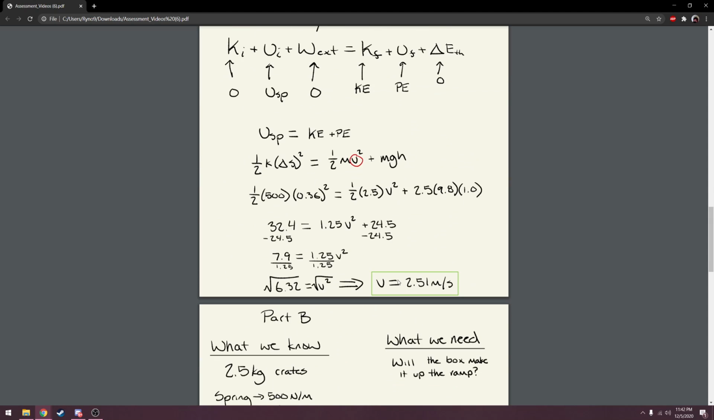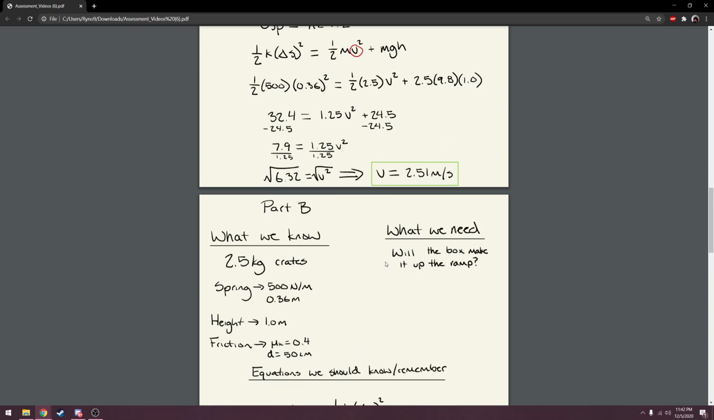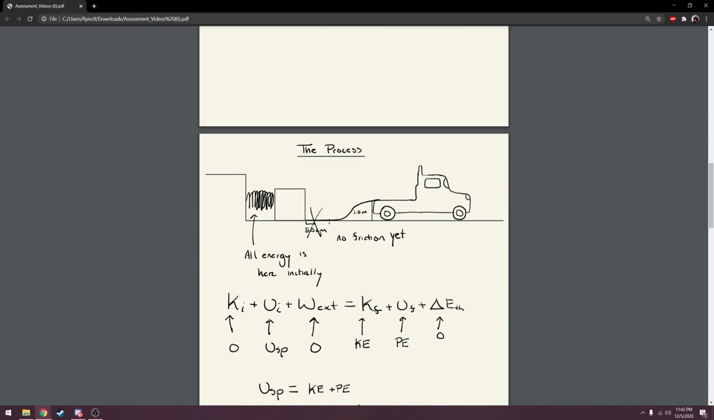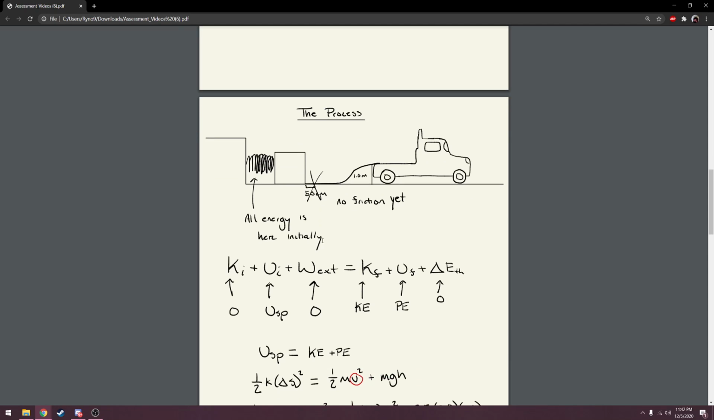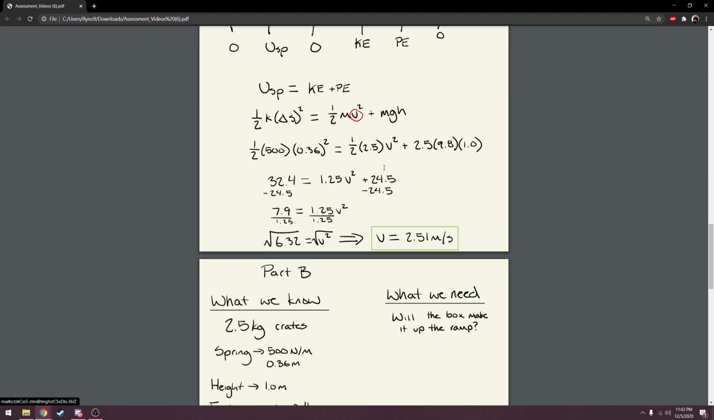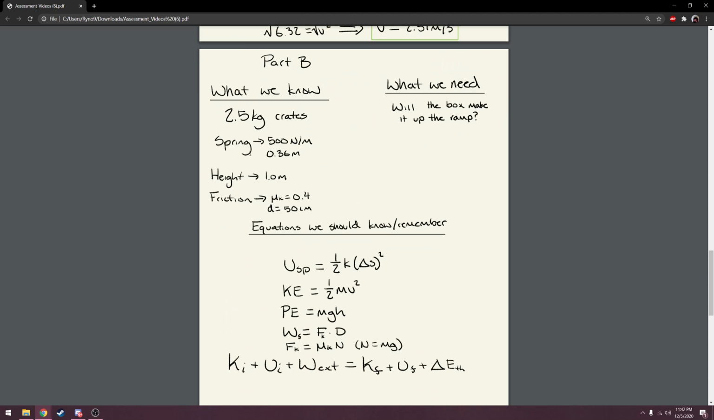Now we move on to part B. So for part B, it gives us friction right in front of the truck, right in front of the crate, for 50 centimeters. And it's asking us, will it make it up to the top of that truck bed? So what we know: the crate mass, we know the spring stuff, we know the height, but this time we have friction, and we know the friction constant, and we know the distance.